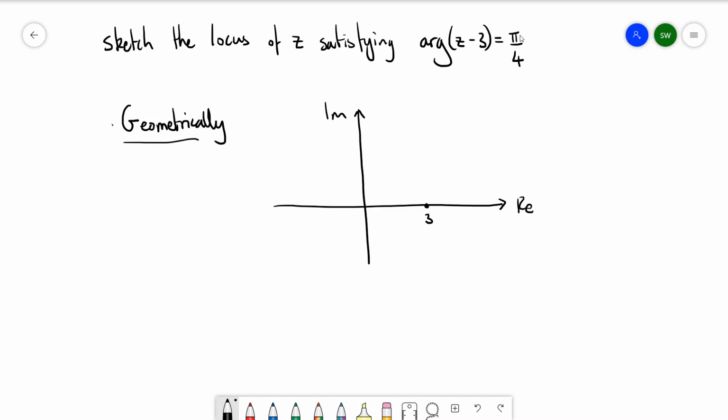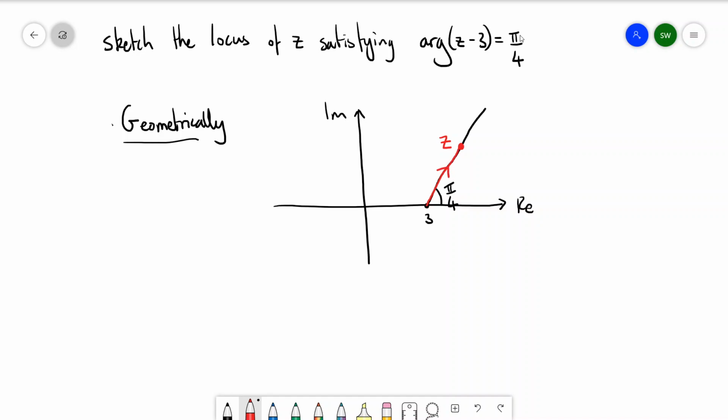Well, if we draw a line which starts at 3 and moves off at an angle of pi over 4 like that, then that is going to be our locus of points. Let's try and convince ourselves that that works. Let's say that z is some complex number which is on this line that we've just drawn. Let's say z is there. Then what we're saying is that this complex number has an argument of pi over 4. Well, z minus 3 is this vector which starts at 3 and goes to z.